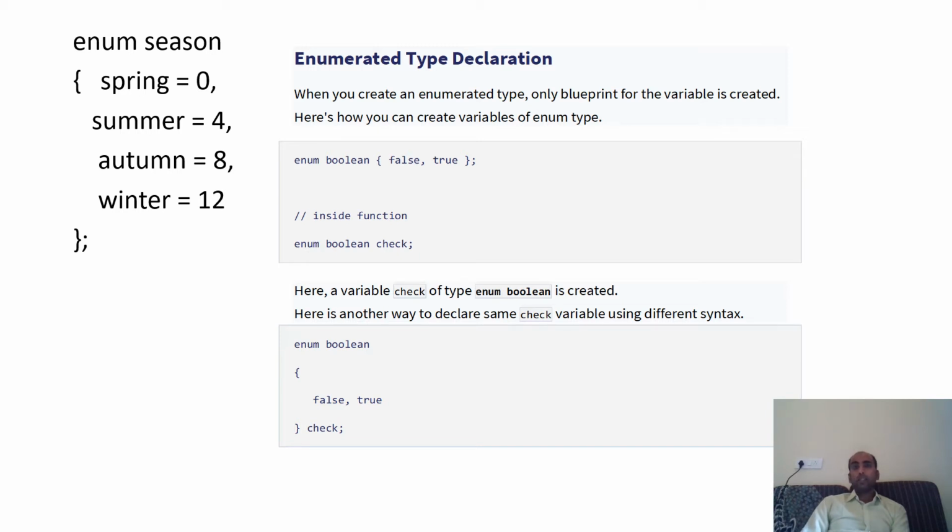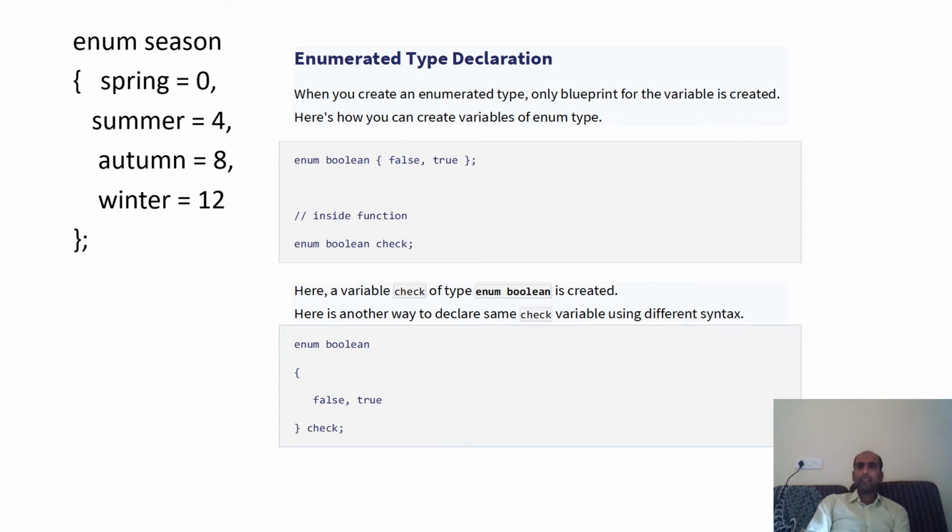Enumerated type declaration. When you create an enumerated type, only a blueprint for variables is created, like a structure. Here is how you can create a variable of enum: boolean, false, true. Now that is the enum you have defined, and you create a variable check of this enum boolean. False will be 0 and true will be 1, because enum assigns by default from 0 and 1. I first wrote false, so its value is 0, and second I defined true, so its value is 1.